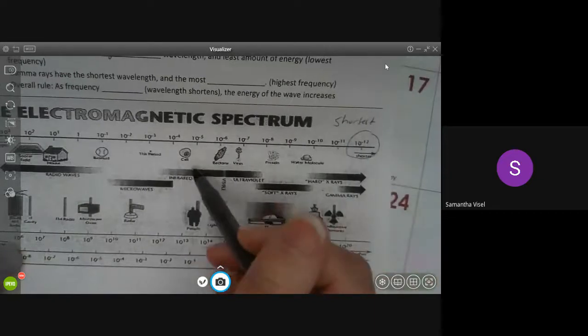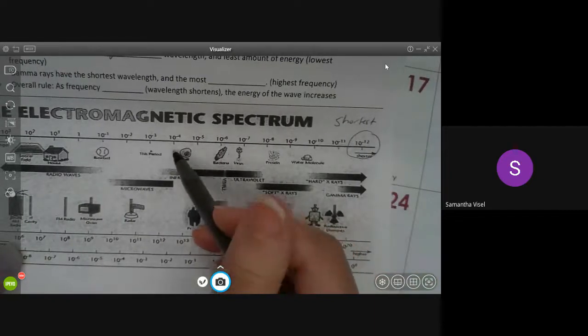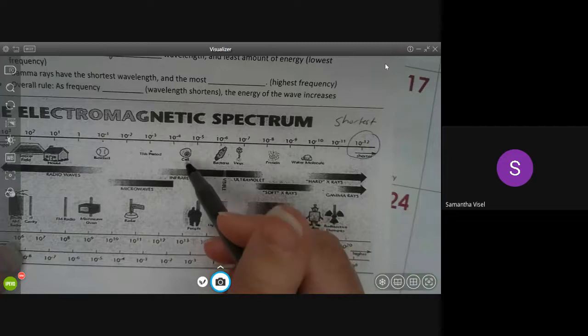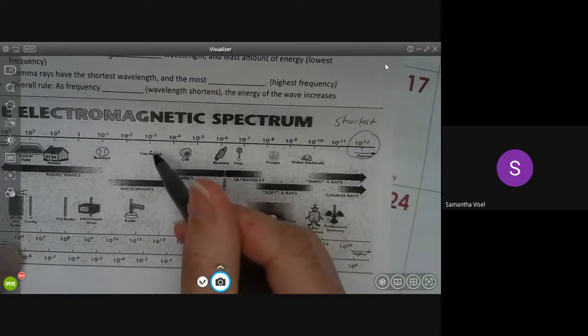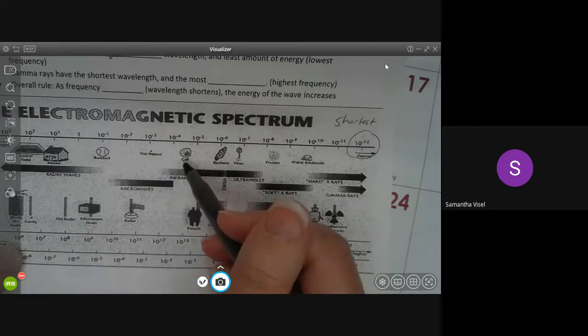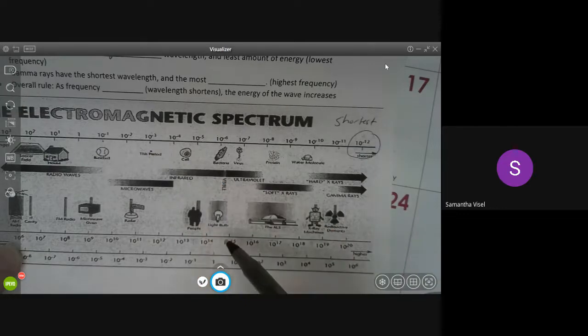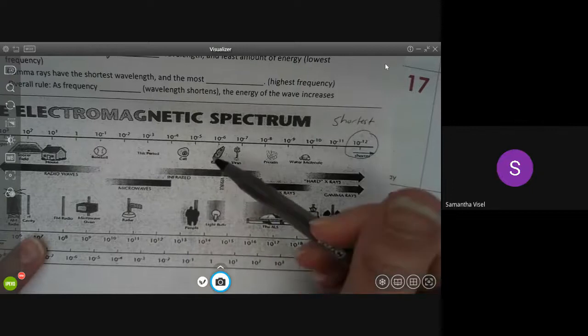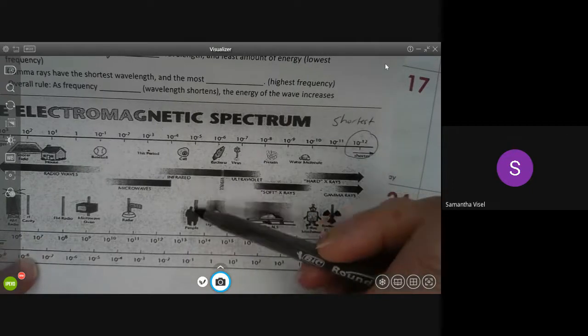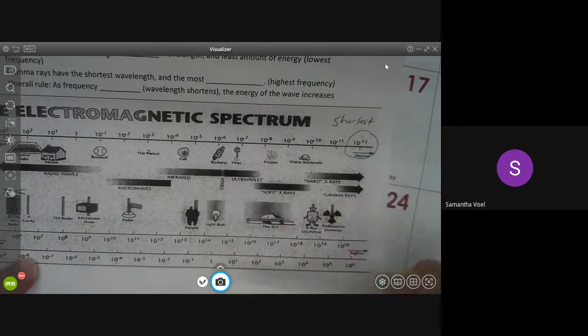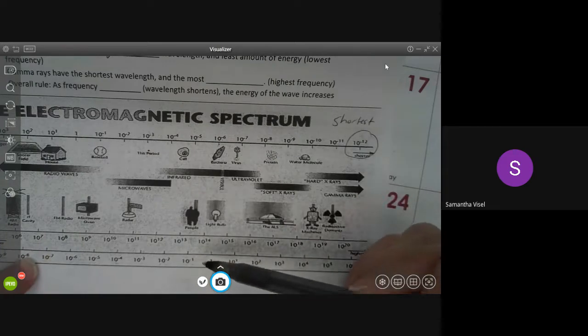Next up, we have infrared waves, which are about as long as a cell. So a drastic difference in being able to have the wavelength large enough to quote unquote see versus not being able to be seen. Infrared, so body heat, is a form of infrared radiation.